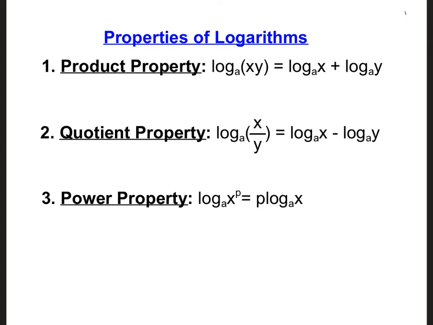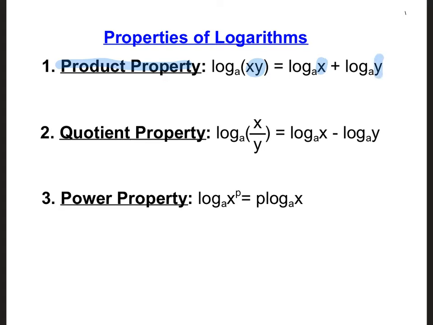These three formulas are what you're going to use to solve each of your problems today, so they are necessary for you to copy down. The first one we're going to start with is the product property. The product property states that if you have two things that are being multiplied, like x times y, you can break them up. So you have the log base a of x plus the log base a of y.